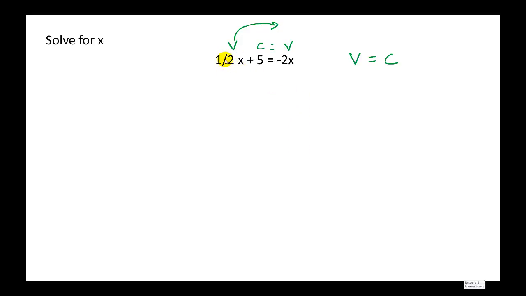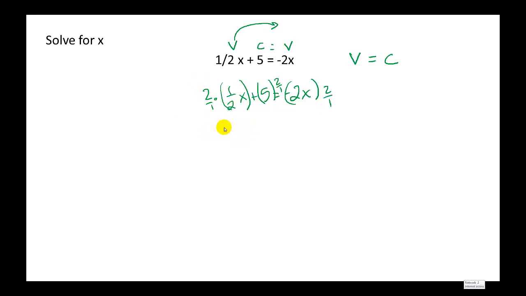However, we have 1/2 x. So that's not going to be nice moving that around. So what I'm going to do is I'm going to take the 1/2 x plus 5 is equal to negative 2x, and I'm going to multiply everything by the denominator in our fraction. It's a 2. So I'm going to take and multiply all terms by a 2 over 1, 2 over 1, and 2 over 1. I'm multiplying every single term by 2 over 1, also known as 2.